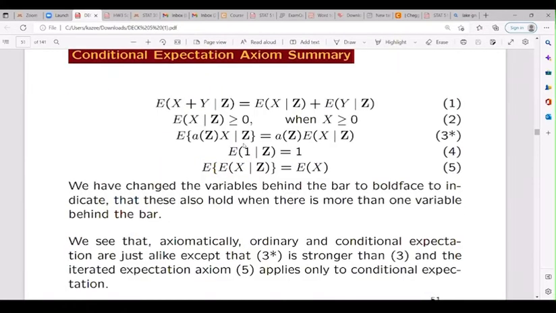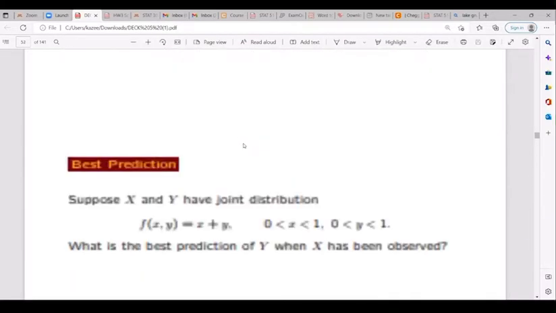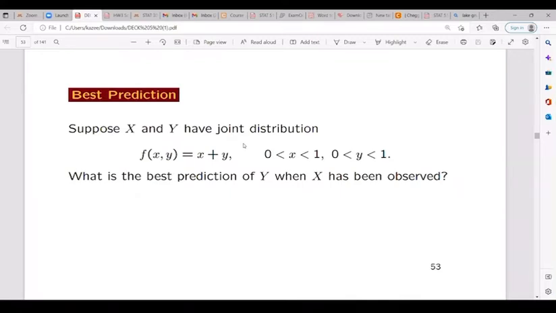I think I want to solve one more problem. The other time I walked you through what we call the best prediction, right? When we are talking about the best prediction, it depends on the criteria you're using. The criteria could be mean square error, or it could be absolute error. If the criteria is expected mean square error, then the best prediction is going to be the mean. If the criteria is absolute error, the best prediction is going to be the median.